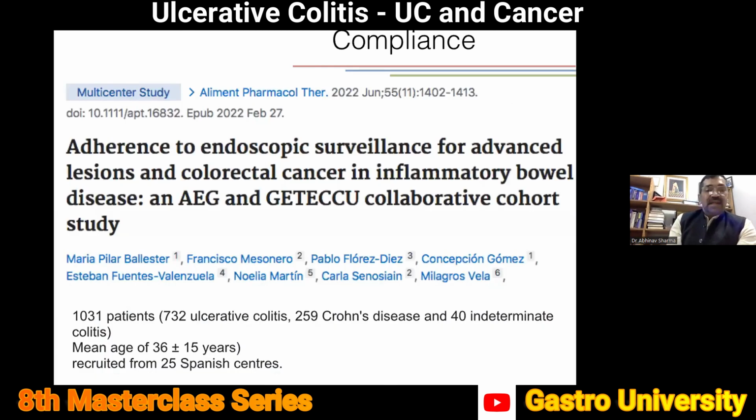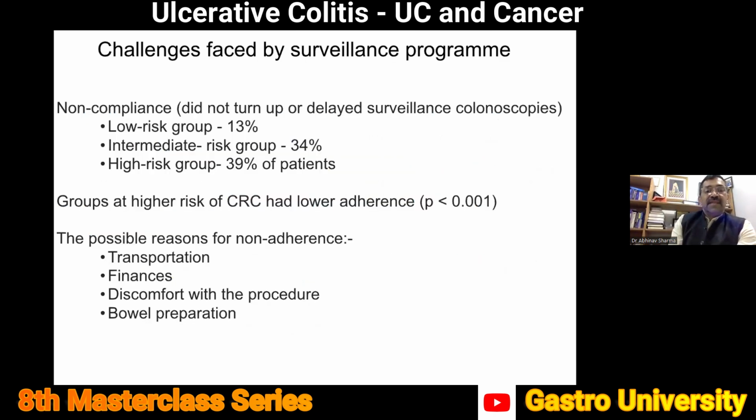The problem is adherence. In this elegant study from 2022, a recent one, in Alimentary Pharmacology and Therapeutics, they looked at adherence to endoscopic surveillance. Means we are advising them colonoscopy, how many of them are turning up? So a fairly good number of patients, around 1,000 patients, 700 with ulcerative colitis, and this is the non-compliance rate. Means either they didn't turn up for colonoscopy at all, or they delayed their screening colonoscopy.